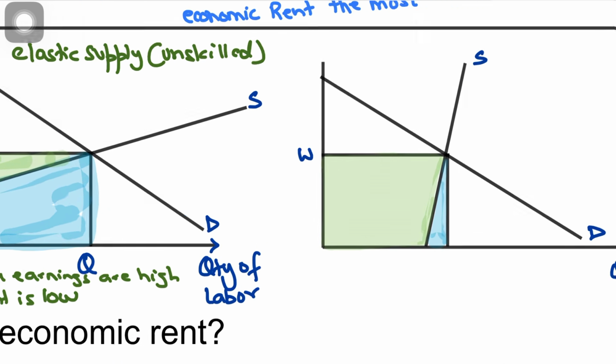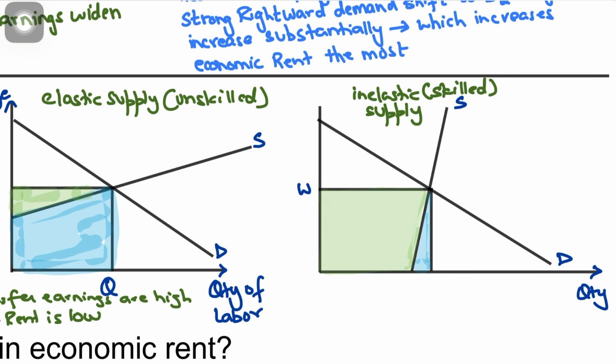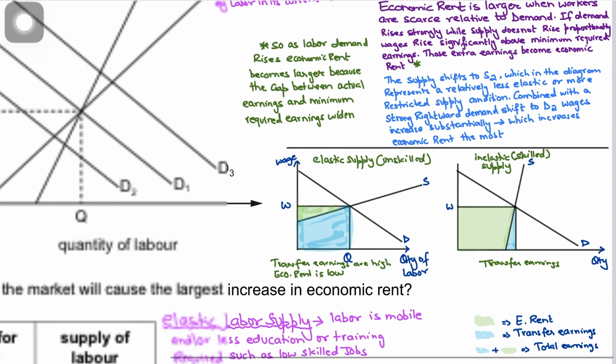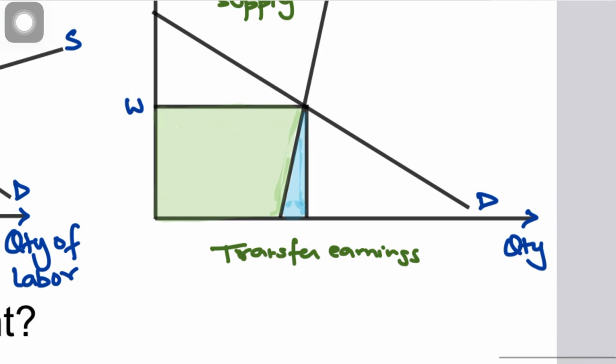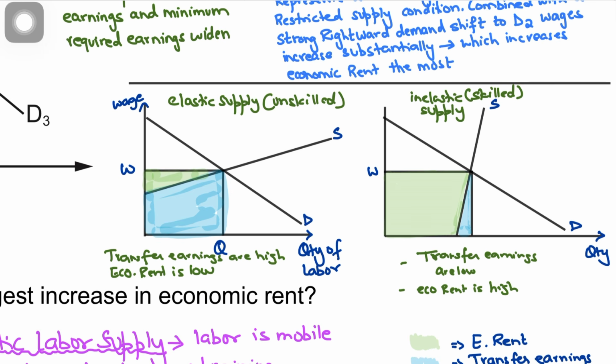On the other hand, if you have inelastic supply here, maybe this comprises pilots or doctors or engineers or accountants, or maybe neurosurgeons, so you have skilled, inelastic supply. Here the transfer earnings are low while the economic rent is quite high because the supply is inelastic, and I'll explain the reasons as well.